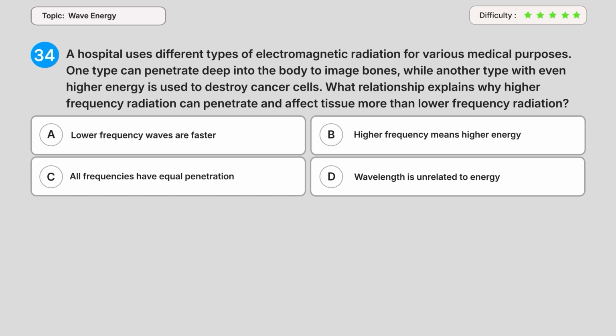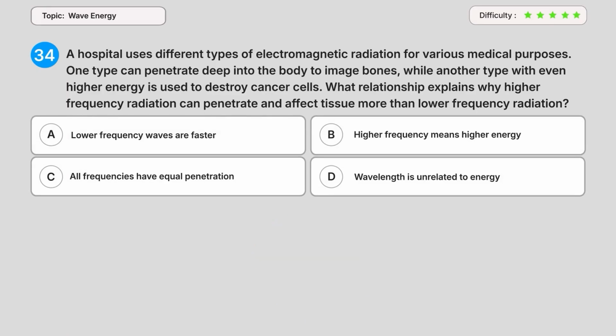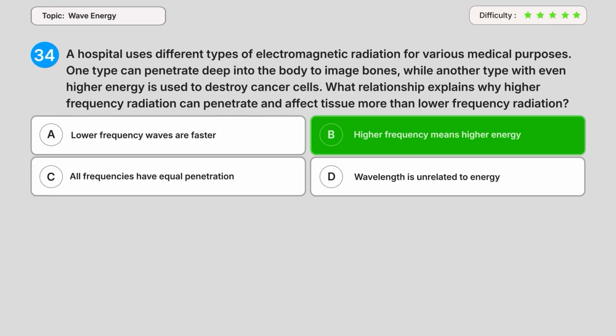B. Higher frequency means higher energy. C. All frequencies have equal penetration. D. Wavelength is unrelated to energy. What do you think is the answer? Correct answer, B. Higher frequency means higher energy.